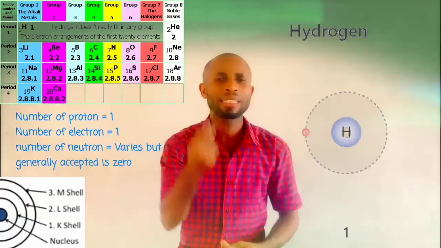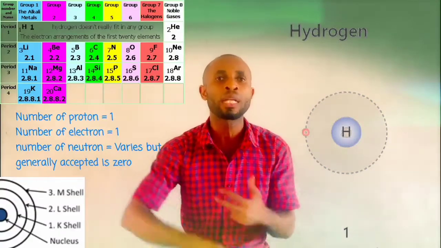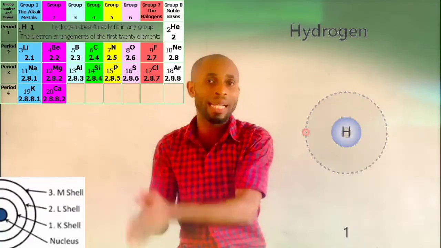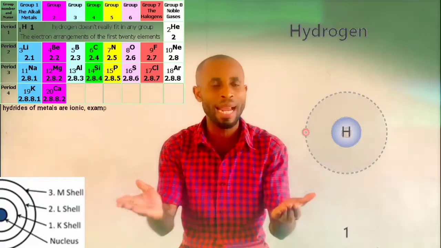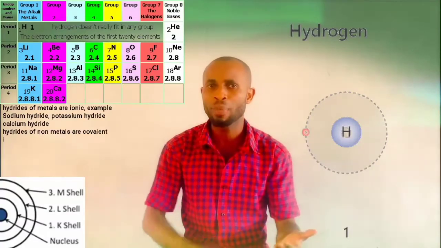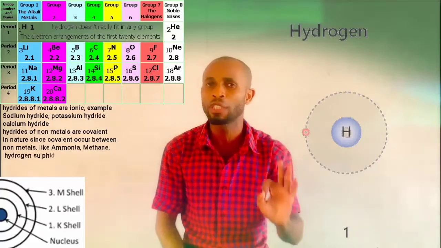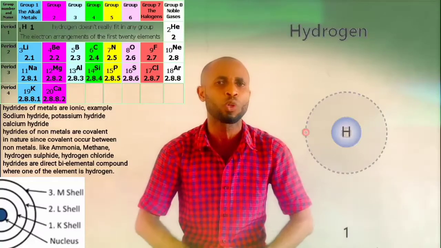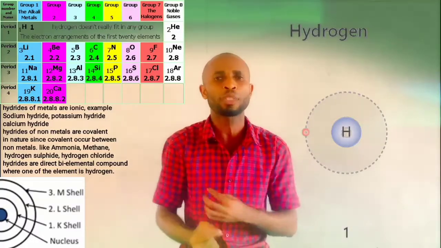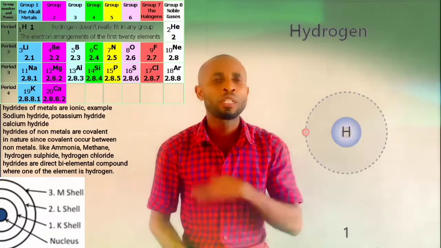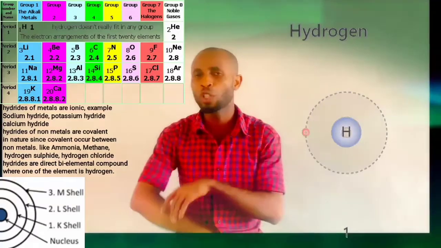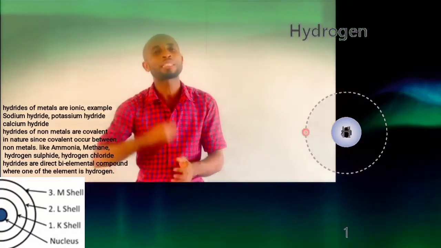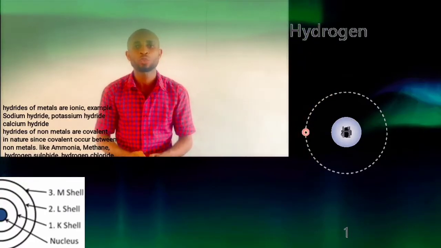Now, when it is accepting an electron, it means that it is reacting with a highly electropositive metal that gives out electrons to it, which gives us something like sodium hydride, potassium hydride, calcium hydride, and all these hydrides are ionic in nature. But when it is bonding with non-metals, it gives its electron to those non-metals and forms something like hydrogen chloride, ammonia, hydrogen sulfide. Here the hydrogen acts as a positive ion, giving out an electron to the non-metal.